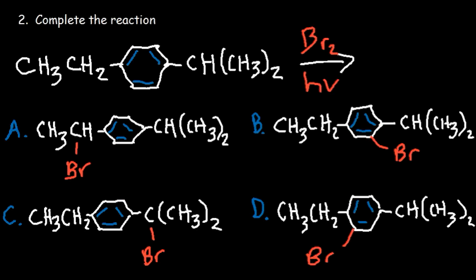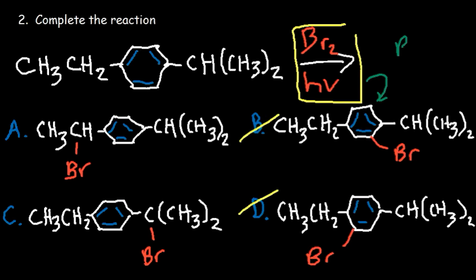Now we can eliminate answer choice B and D because this reagent will not put a bromine atom on the benzene ring. The only way to do that is to use Br2 in the presence of a Lewis acid catalyst like FeBr3. So since we don't have that, answer choice B and D is out.